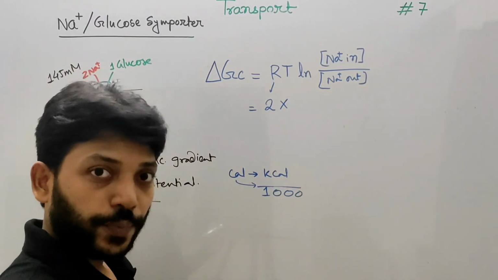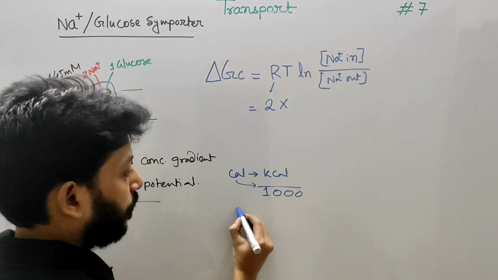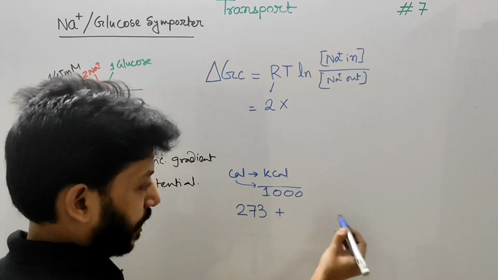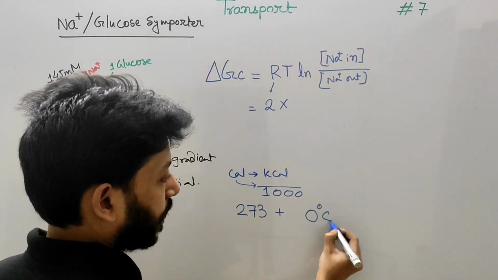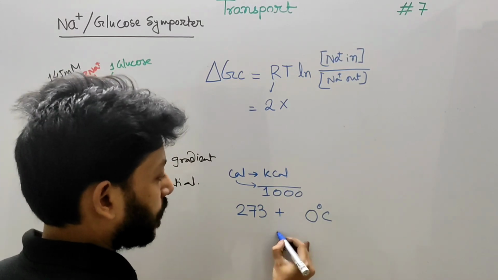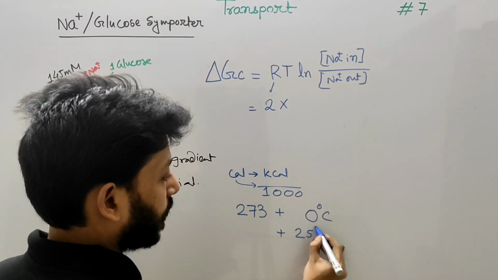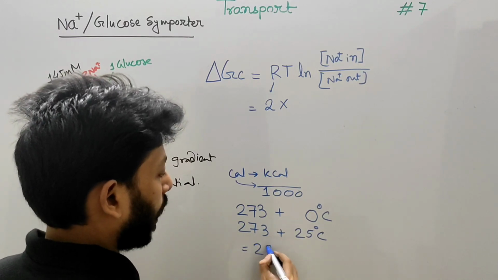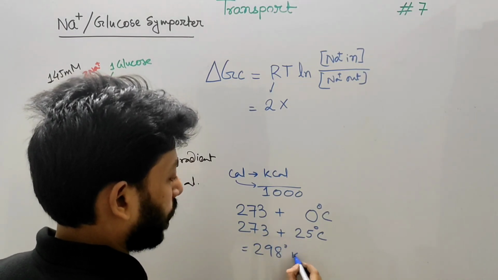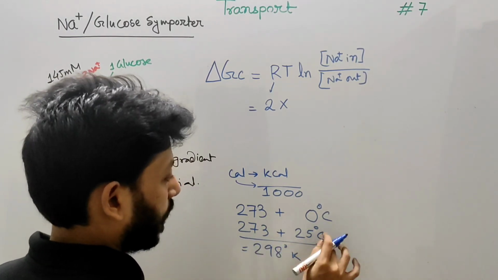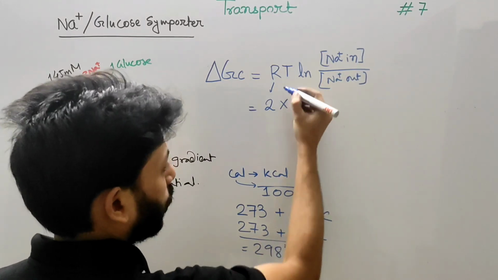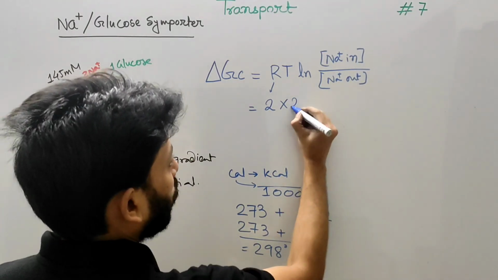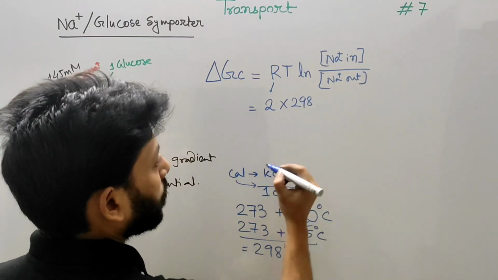T is the absolute temperature in Kelvin. In Kelvin we add 273 to the degree centigrade. So whatever the degree centigrade, we add 273. Now let's take the example of 25 degree centigrade. So we add 273 and get 298 Kelvin. So we convert this centigrade to Kelvin. Suppose at 25 degree centigrade, this temperature value will be 298.